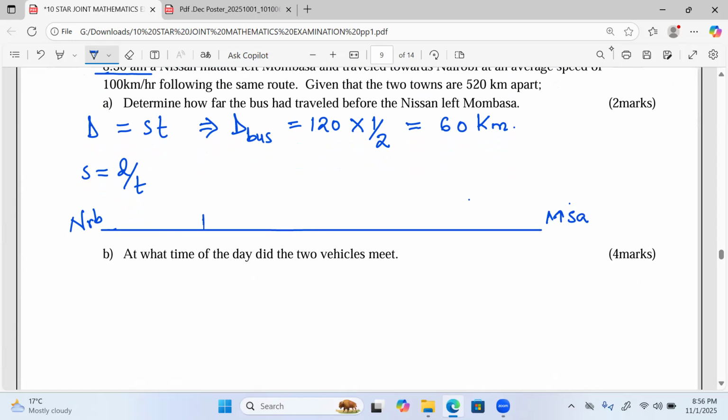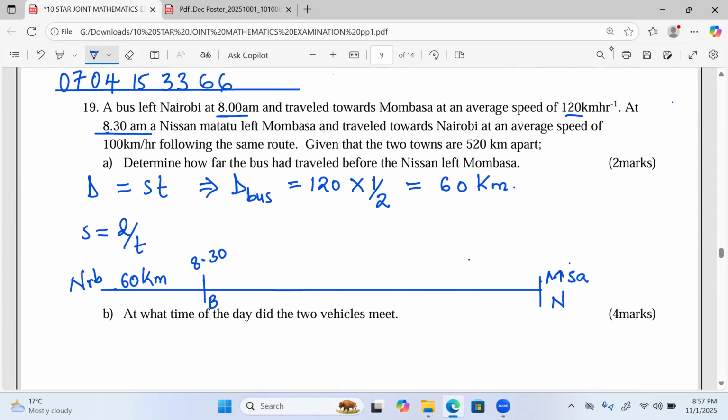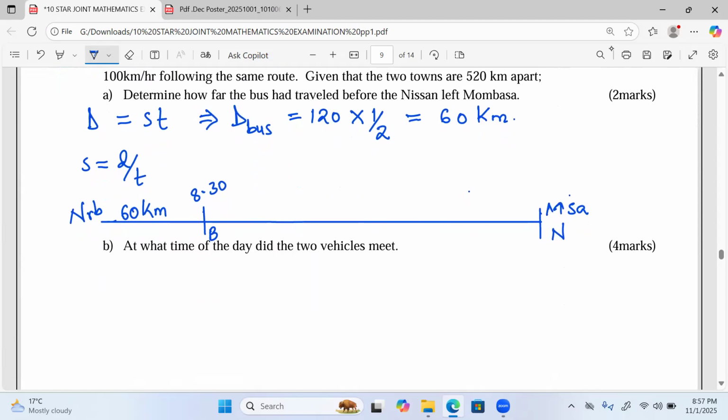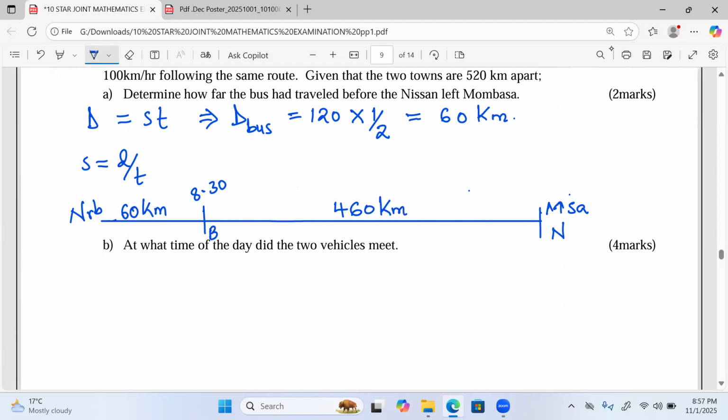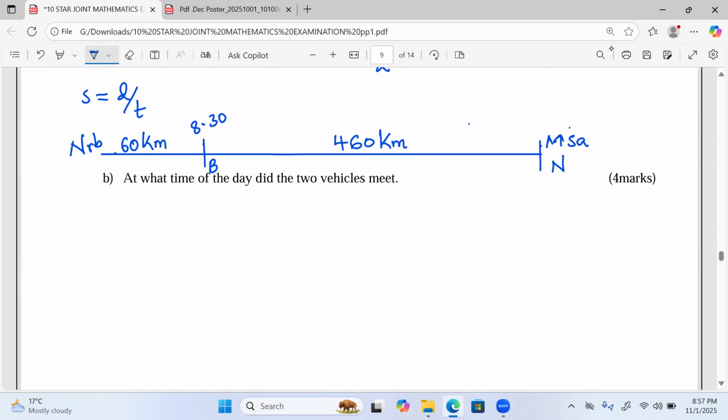But now we are saying at 8:30, there is a distance now between where the bus is and where the Nissan Matatu is. So the Nissan is starting its journey, but the bus has already covered 60 kilometers from Nairobi. Meaning, if we take the total distance of 520 and we subtract 60, now by 8:30, the distance between them is 460 kilometers. So we are having 460 kilometers as the distance between these two vehicles. So this is now the distance to be covered jointly.